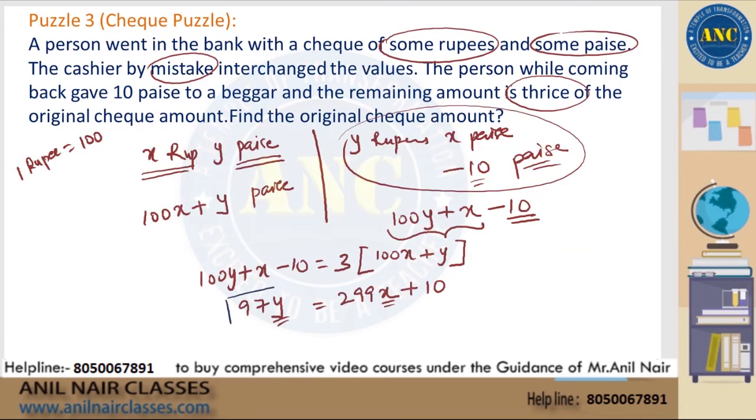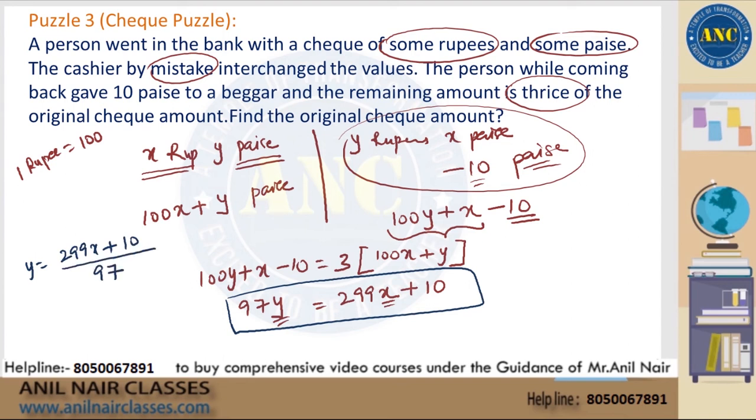Let's solve this equation. 97Y is equal to 299X plus 10. The moment students see this equation, they feel threatened. Oh, it's very difficult to handle. How do I identify what value of X will satisfy this? The best way of doing such a problem is to write this as Y is equal to 299X plus 10 divided by 97. Because 97 is a big number, identifying what value of X will satisfy this is a little difficult. But if you split this 299X, then your life becomes easy.